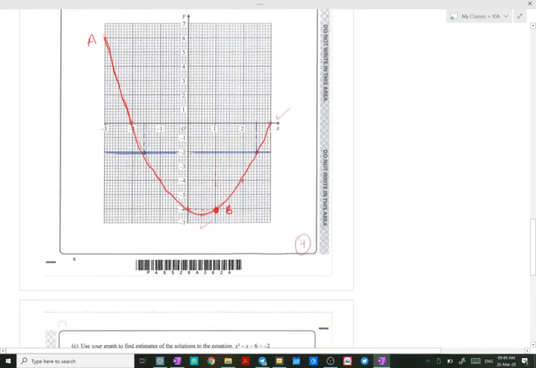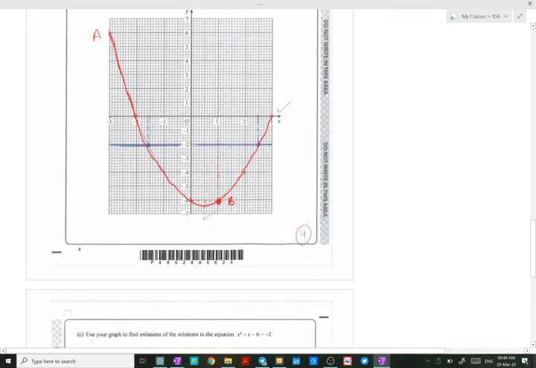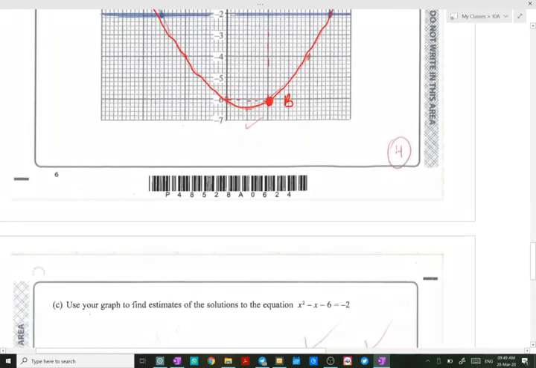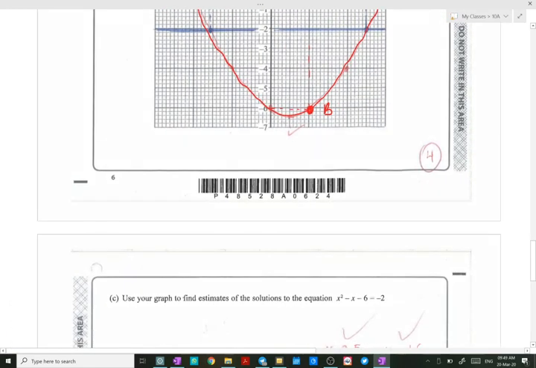Part C, they want you to use the graph to find an estimate. So use your graph to find the estimates of the solution of the equation. So in order to find the estimates for the solution, it means you have to use the graph. And this equation here is of the form, the quadratic equation that you drew, which is y equals minus 2.